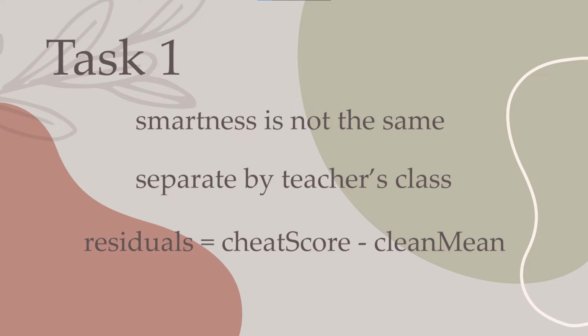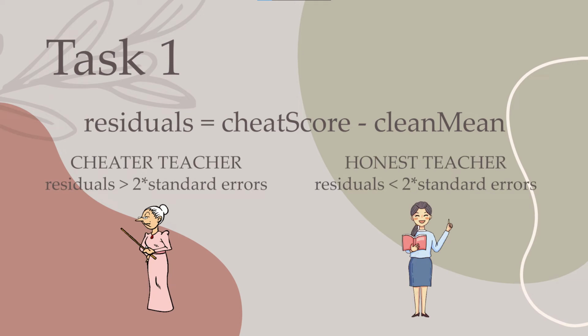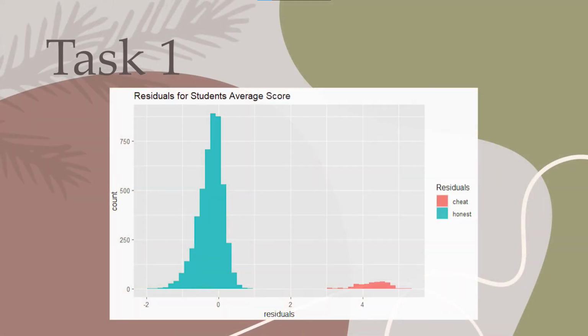We call this difference the residuals. If the residuals were greater than 2 standard errors of the student's mean score, then we would deem this teacher a cheater. As you can see in this graph, there is a clear divide between cheating and honest teachers.